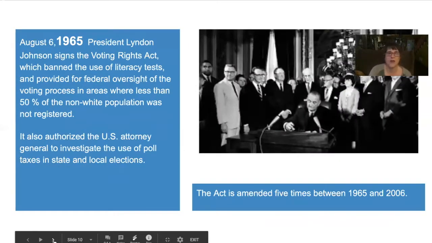As a result of the efforts of civil rights organizers, on August 6, 1965, President Lyndon Johnson signs the Voting Rights Act, which banned the use of literacy tests and provided for federal oversight of the voting process in areas where less than 50% of the non-white population was registered. It also authorized the U.S. Attorney General to investigate the use of poll taxes in state and local elections. The act is amended 5 times between 1965 and 2006.